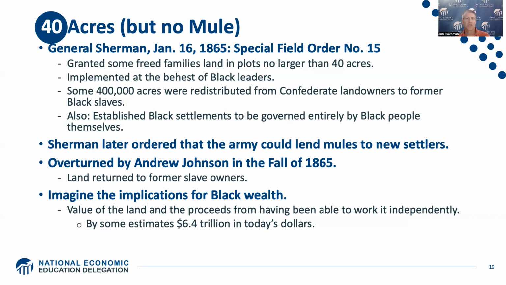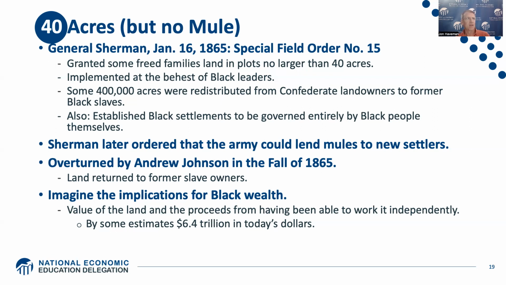Right. Andrew Johnson was very much pro-slavery. And what Andrew Johnson did was not only return the land to the former slave owners, but reparations were offered to the former slave owners for the slaves that they lost as a result of the Civil War. Right. And you can imagine, right, the implications. 400,000 acres in the South were turned over to blacks, only to be taken away.